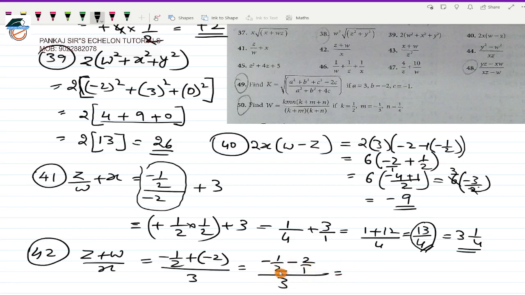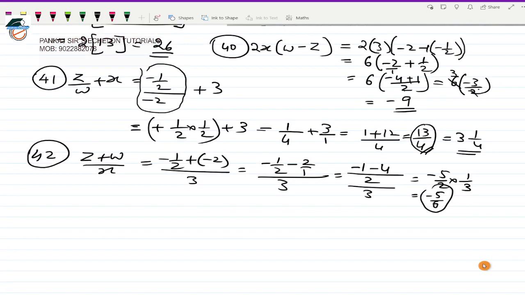Then this I can work out again. 1 into 1 will be 1 into minus 1 will be minus 1. And this will be 2 into minus 2 will be minus 4 upon 2 ones are 2, right? Upon 3. This will work out to minus 5 upon 2, into, this is 3 upon 1, so it will become into 1 upon 3. So your final answer will be minus 5 upon 6. Is that clear? Minus 5 upon 6. So let us check the answer for 42. Answer for 42 is minus 5 upon 6. Absolutely correct.